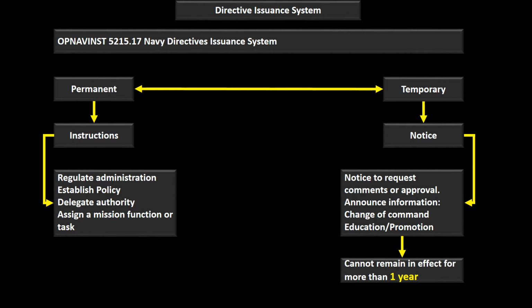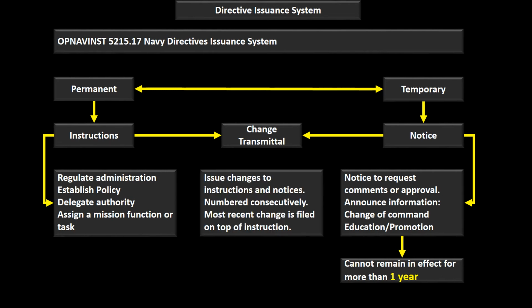So two types of directives we've talked about: permanent versus temporary. Permanent will come in the form of an instruction, like all the instructions on your bibliography for advancement, and then a notice. A notice is something very, very brief, like announcing a change of command, or education or promotion. A lot of times a command will notify its members of the upcoming PRT in the form of a notice.